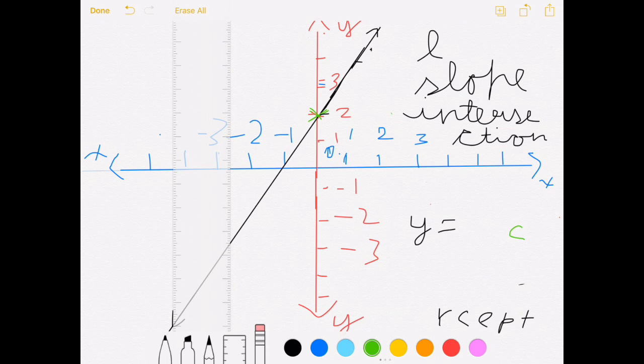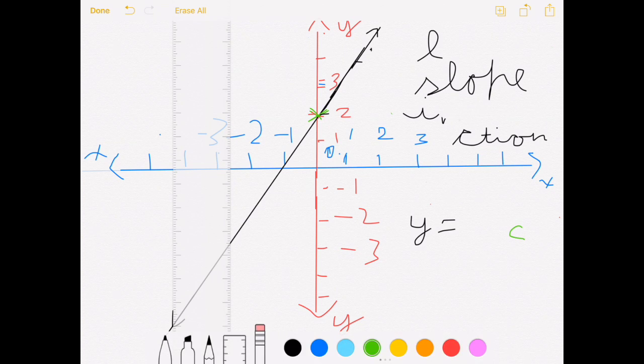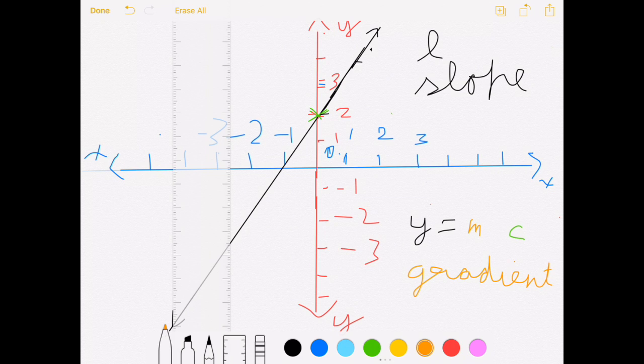We also talked about the slope. So this is the y-intercept, but what do we call a slope? Well, in mathematical language, a slope is called a gradient. So gradient. And we can use the letter M and the color orange to represent that. So if you have a greater slope, it means you're going further up for every distance you travel to the right. That is called the gradient, and it's represented by a capital M.